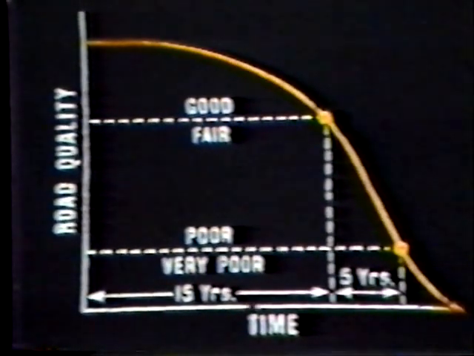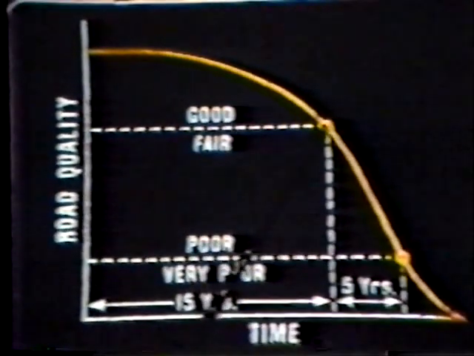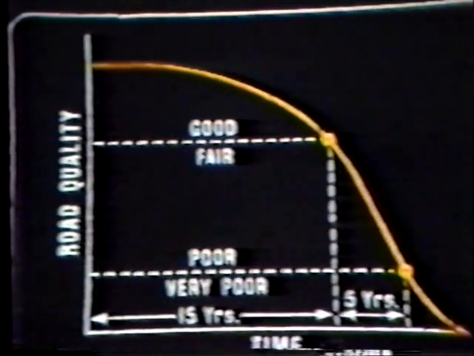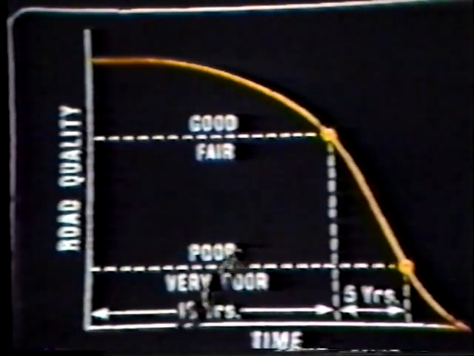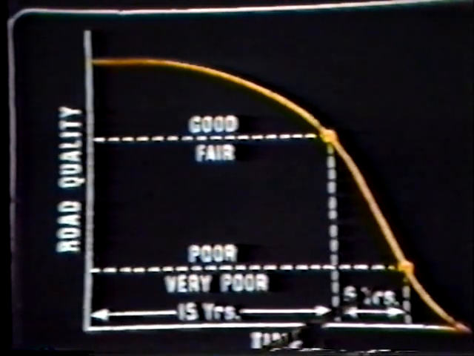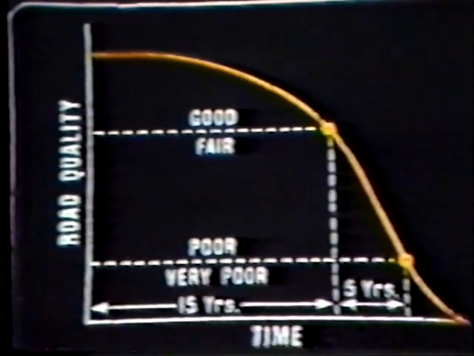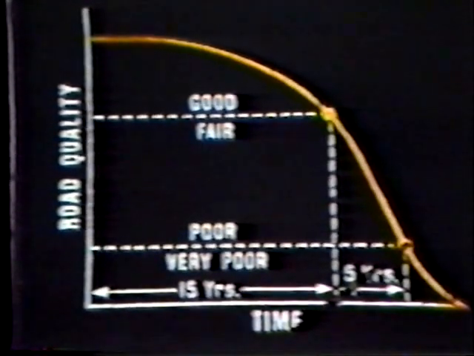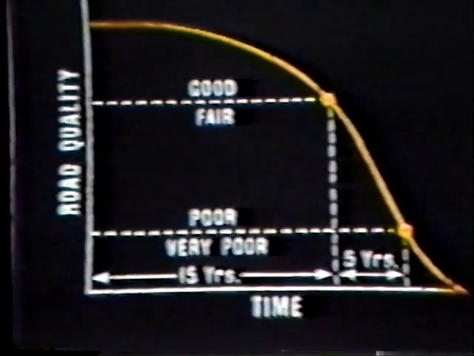But in that movie that was shown this morning, it was mentioned that if you will catch a road and rehabilitate it right here as it goes from good to fair, a structural overlay, a couple inches of blacktop, will put it right back into good condition. It can start to deteriorate again, but it doesn't cost very much to do that by comparison with waiting till it gets down here where it's badly potholed, all broken up, the public is all angry, public relations have gone to hell in a handbasket, and now it's going to cost 10 times as much to rehabilitate that road as it does if you catch it in a timely fashion.